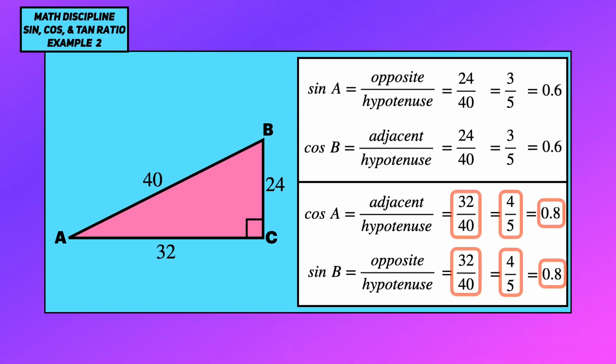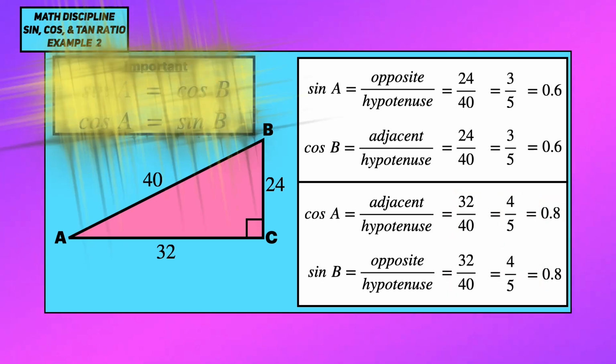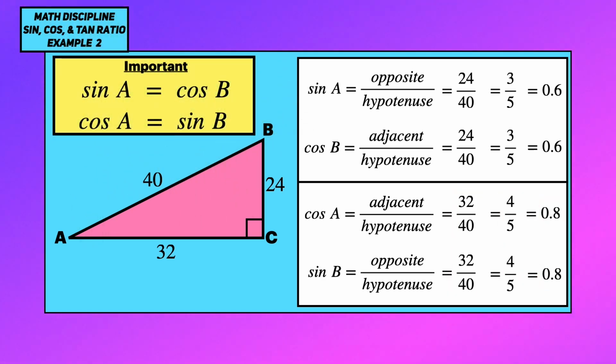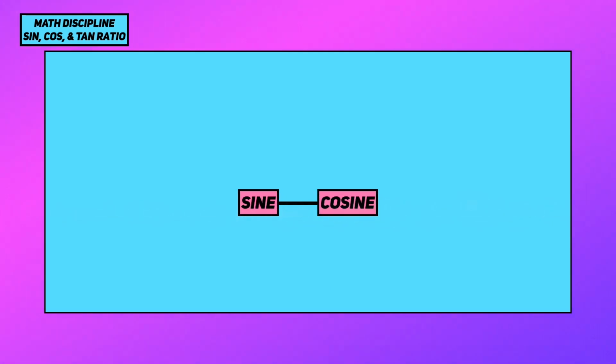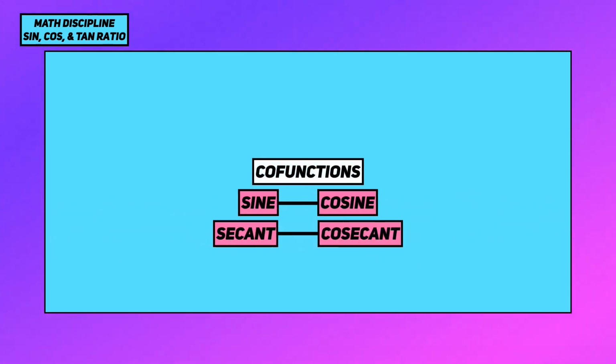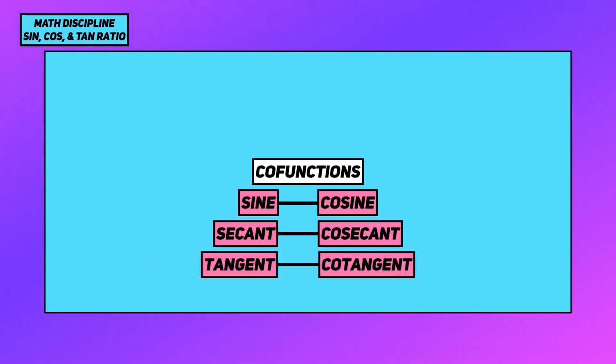This brings us to this very important relationship. The sine of A will always equal the cosine of B, and the cosine of A will always equal the sine of B. Keep in mind the letters A and B are just variables representing the two acute angles in a right triangle. This relationship that sine and cosine have makes them co-functions. Secant and cosecant are also co-functions, and so are tangent and cotangent.